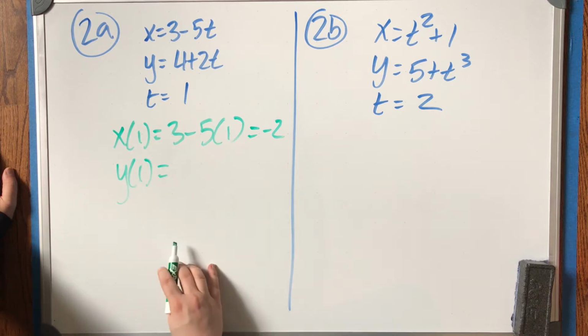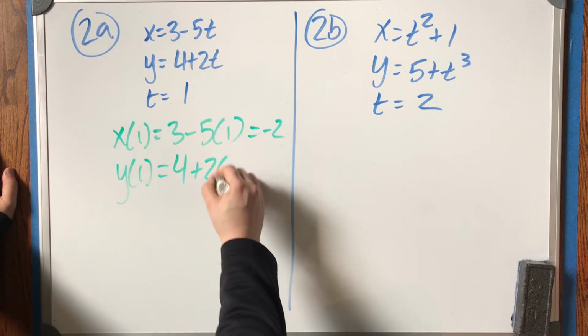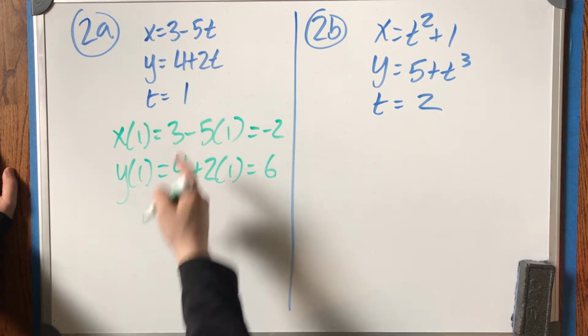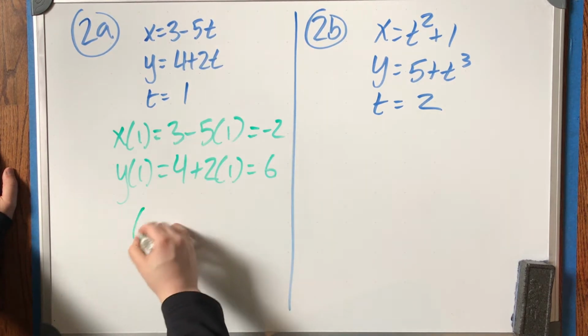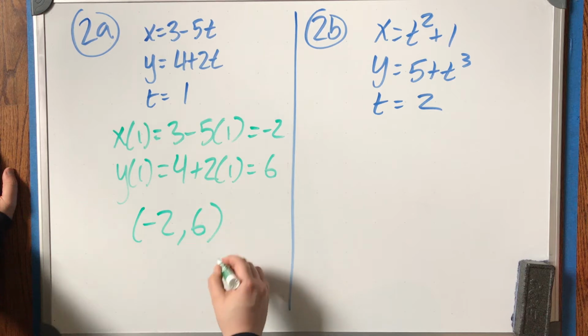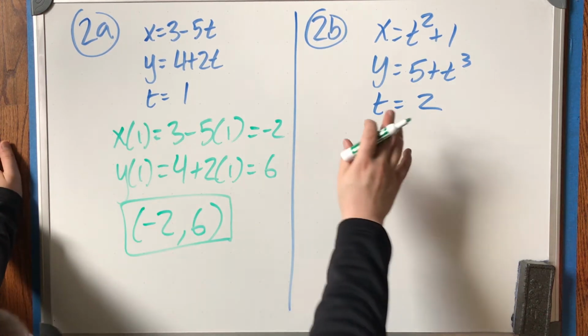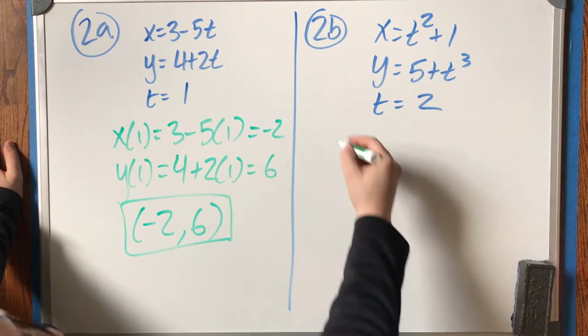Y of 1 is going to be 4 plus 2 times 1, which is going to be 6. So when t equals -1, this particular set of parametric equations is at the point -2, 6. Same exact thing for 2b.